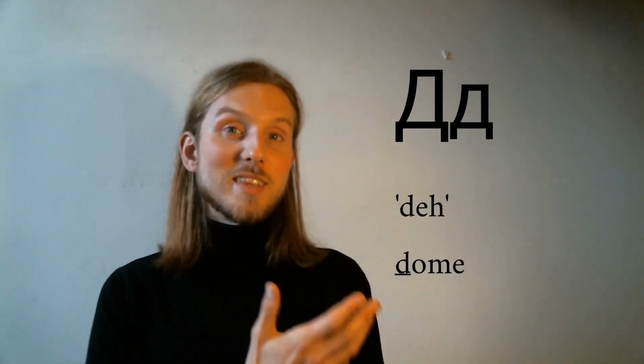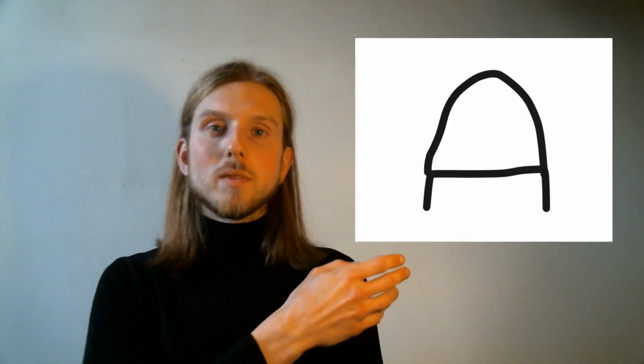The first letter is de. It's like a D sound in English, and to me it looks kind of like an English D. But if you want a more memorable way to remember this one, try imagining it as a dome. D, dome. And actually, in Russian, the word dom means house. So it's almost like a roof of a house. Dom. The next letter is G.